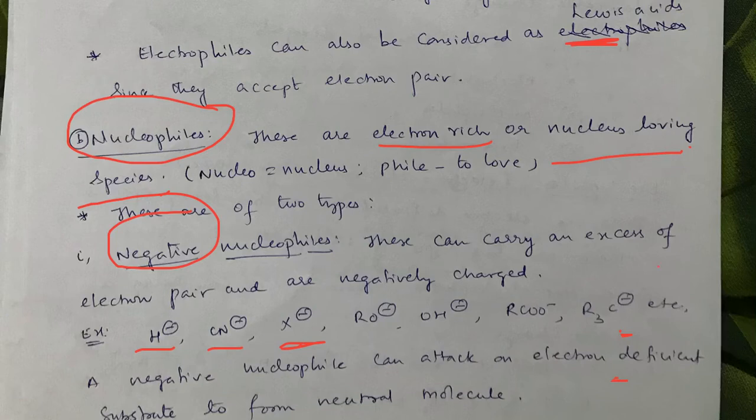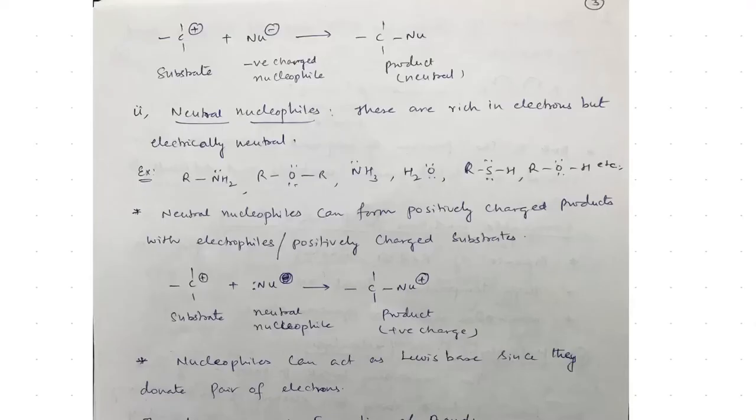If the same negative charge is present on the carbon, then it is said to be a carbanion, R3C minus, right? Similarly, a negative nucleophile can attack an electron deficient species or substrate to form a neutral molecule. That means a negative nucleophile attacking a positively charged electrophile forms a neutral molecule, right? So let's move on to the next part.